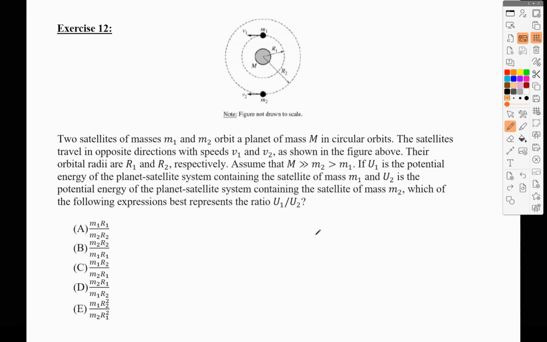Now finally, exercise 12. As an exit ticket for today's video, 2 satellites of masses M1 and M2 orbit a planet of central mass in circular orbits. The satellites travel in opposite directions with the speeds v1 and v2 as shown in the figure above. Their orbital radii are r1 and r2 respectively. Assume that the central mass is much greater than m2 and m1. If U1 is the potential energy of the planet satellite system containing the satellite of mass m1 and U2 is that of m2, which of the following expressions best represents the ratio U1 over U2?